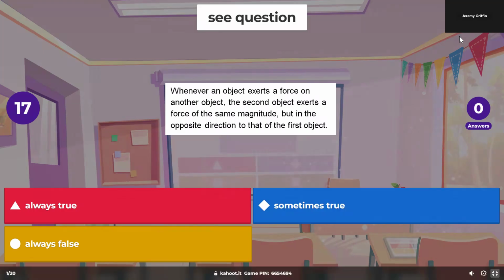Whenever an object exerts a force on another object, the second object exerts a force of the same magnitude in the opposite direction on the first object. Is that always true? Or is it only sometimes true? Is it always false? Wait a second.